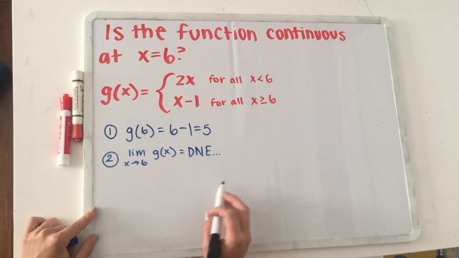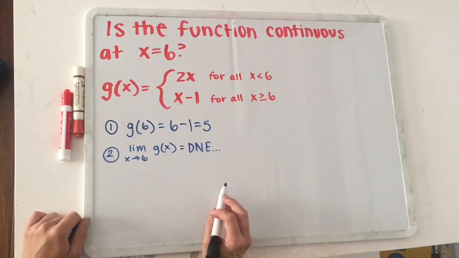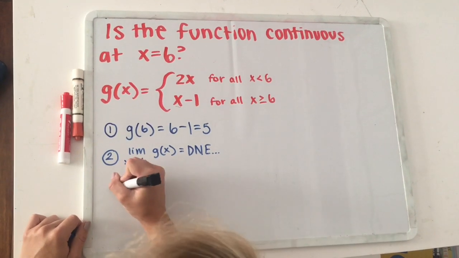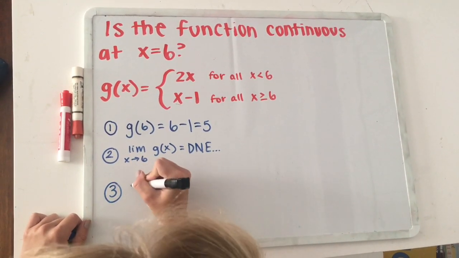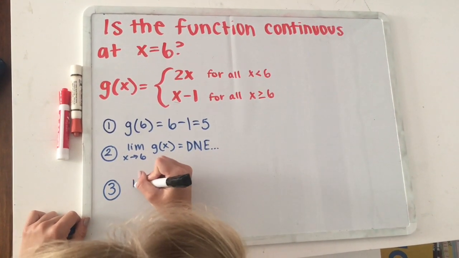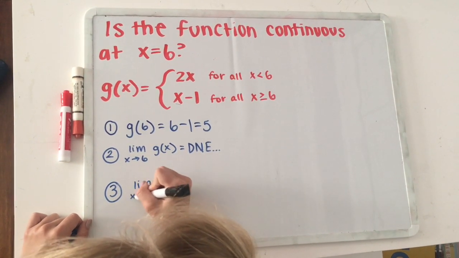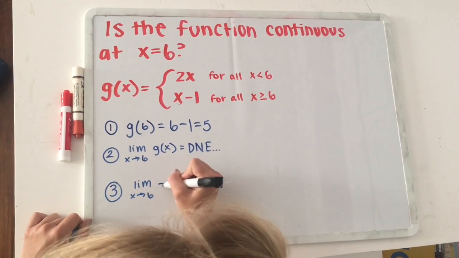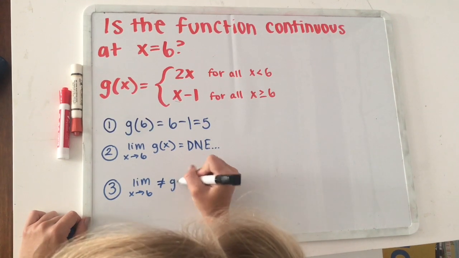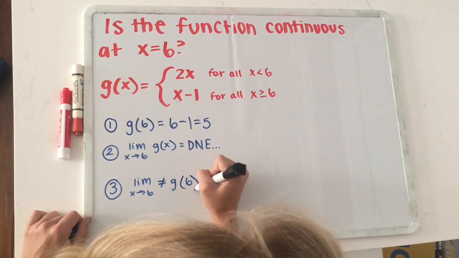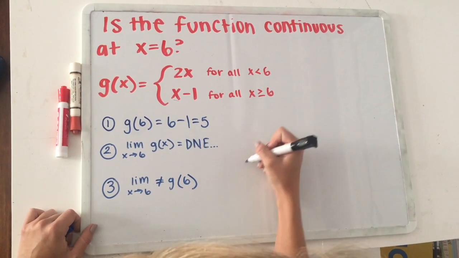And then the third step is to see if they're both equal to each other, the g of a value and the limit as x approaches a. They aren't because g of 6 is 5 and the limit doesn't exist and those aren't equal. Therefore, the function is not continuous at x equals 6.